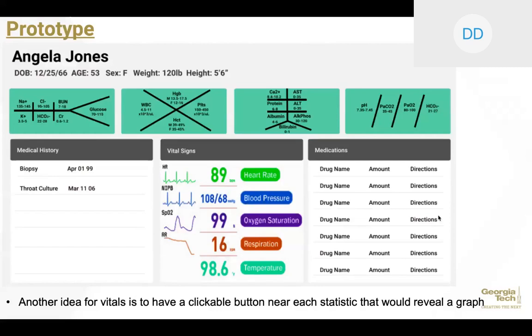Right here are the first few categories. We'd have basic patient information up at the top, followed by the fishbone graphs. In the vertical columns below it, we have medical history, vital signs, and medications. A note on the vital signs: currently they're in the form of these small graphs to the left. It's desirable to see graphs on things like heart rate, blood pressure, oxygen saturation, etc. But there will also probably be a clickable option to open up another tab that would show these graphs. Next slide.